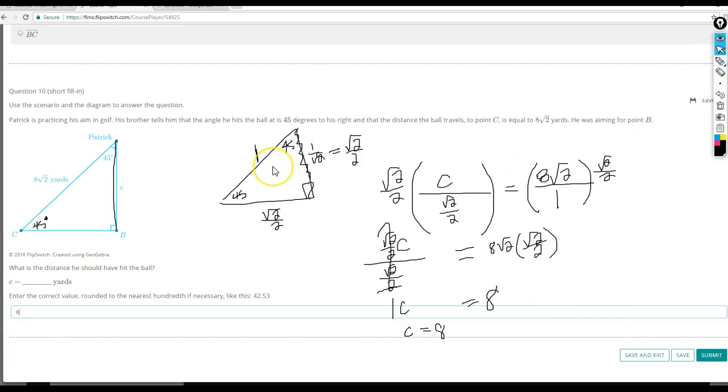So my tip to you is to put the 45, 45, 90 reference triangle with the side lengths labeled so that you can use them to set up your proportions as a quick reference. Or even better, memorize it.